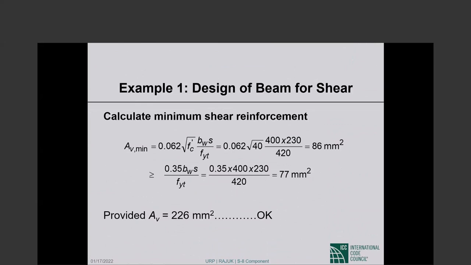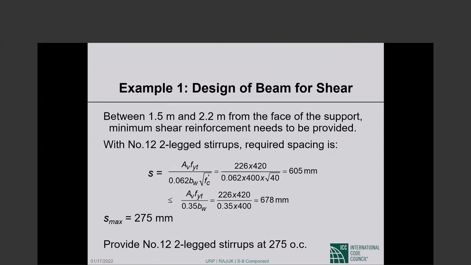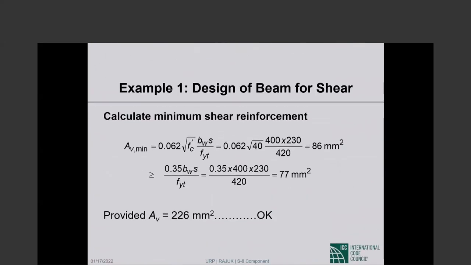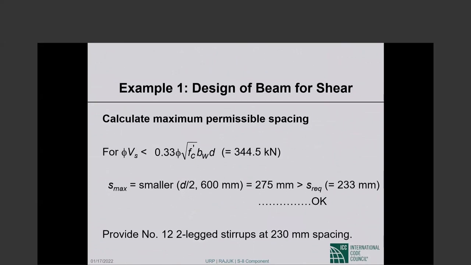And then calculate minimum shear reinforcement. Remember, the concrete dependent minimum is 86 square millimeters. The absolute minimum is 77 square millimeters. We are providing 226. Obviously, we are way above the minimum in this particular case. Okay. So up to 1.5 meters from the support face, we have provided this 230 millimeter spacing.